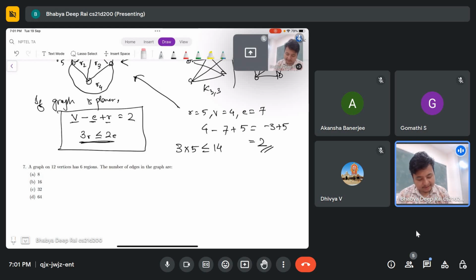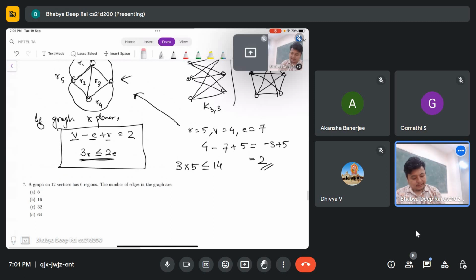3 times 5 is at most 2E. 3R is at most 2E. E is 7 here. Region is 5. Okay, I'll look into it.